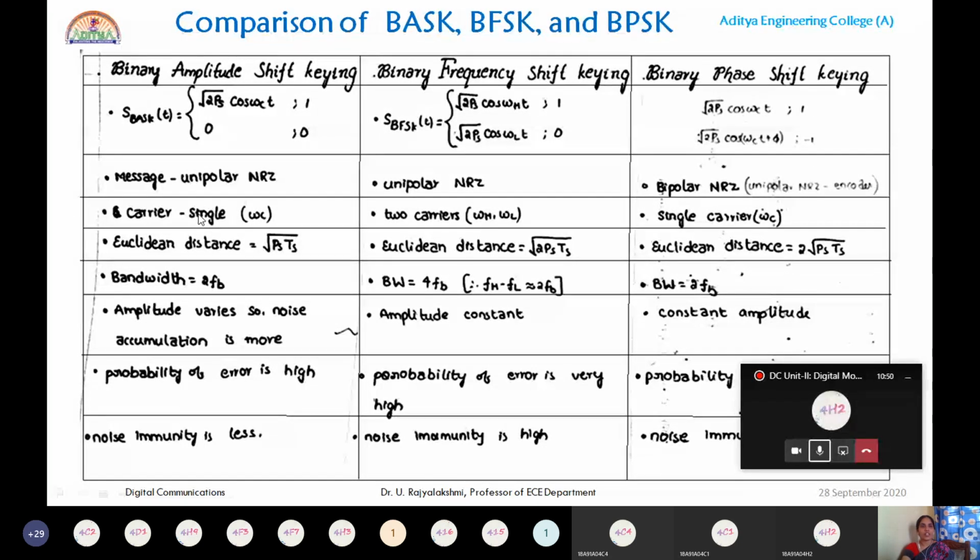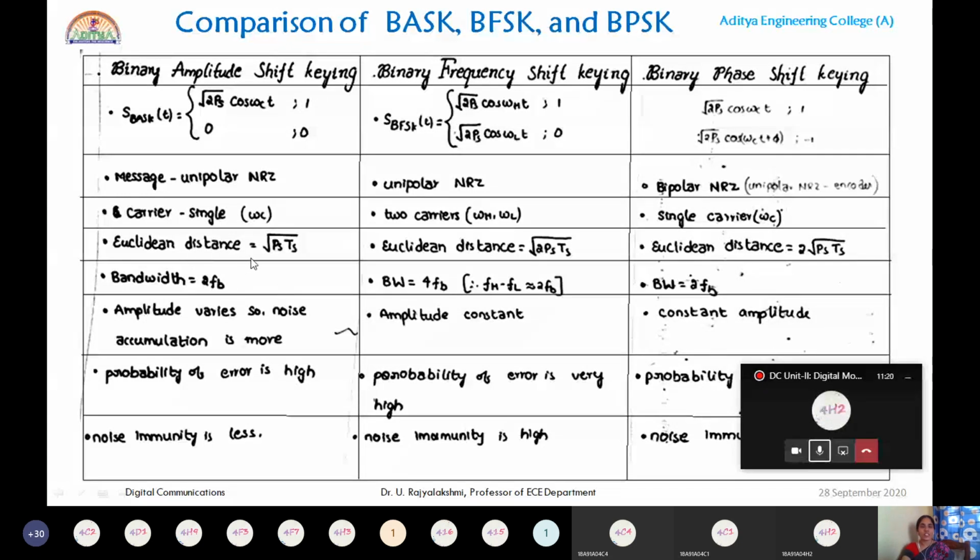Similarly, in ASK we'll have a single frequency carrier, because here frequency is constant. But in FSK, the varied parameter is frequency itself, so we'll have two frequencies, one is fH and the other is fL. And in BPSK, what is the frequency? Here also the frequency is constant. So that's why it is equal to fC or omega C.